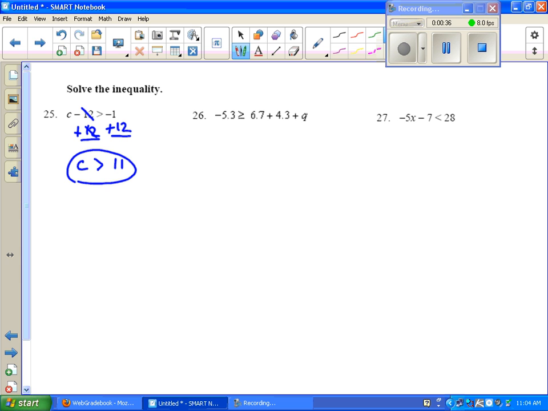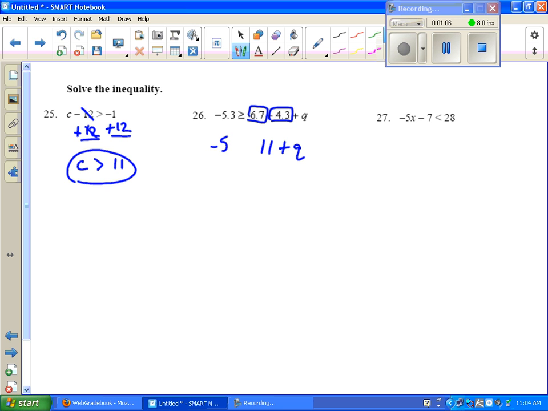Number 26 says -5.3 is greater than or equal to 6.7 plus 4.3 plus Q. Notice the right side of that inequality, 6.7 plus 4.3 plus Q, is not simplified. You can combine like terms, 6.7 and 4.3. If you add 6 and 4 together, you get 10, and then 0.7 and 0.3 are complements of each other, so you're actually going to come up with positive 11 in that case. So it's 11 plus Q on the right side.